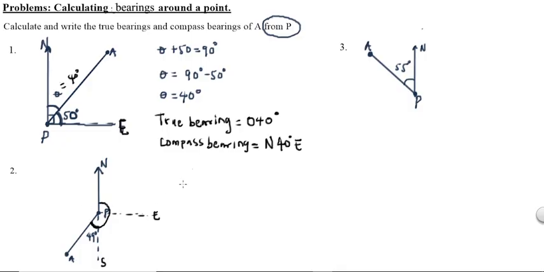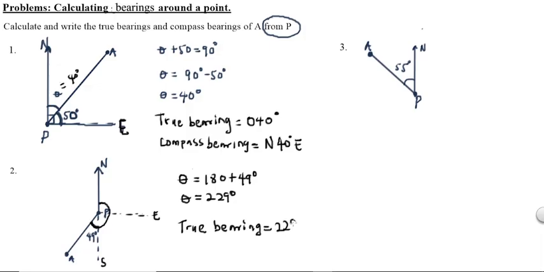So the total angle of our true bearing, let's assume this entire angle is theta. Theta is equal to 180 plus 49 degrees, so this is equal to 229 degrees. Remember, our true bearing is the angle from the north to that particular line that we're looking at. So the true bearing here is actually equal to 229 degrees.